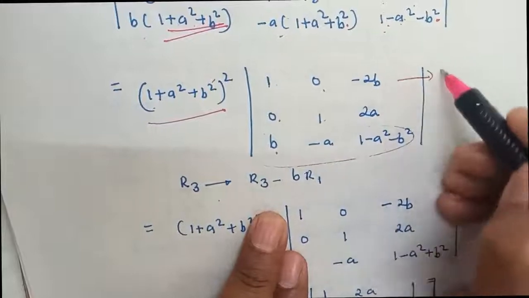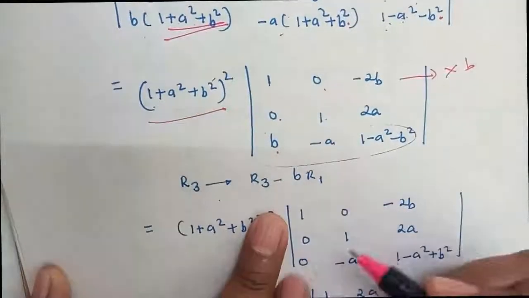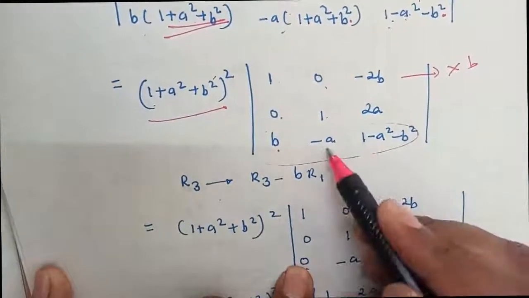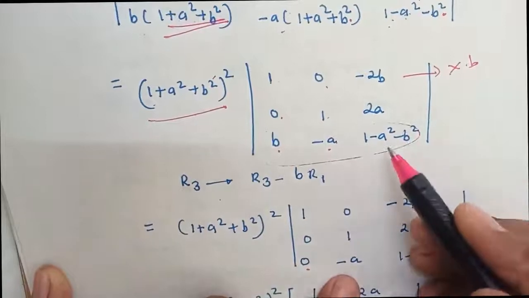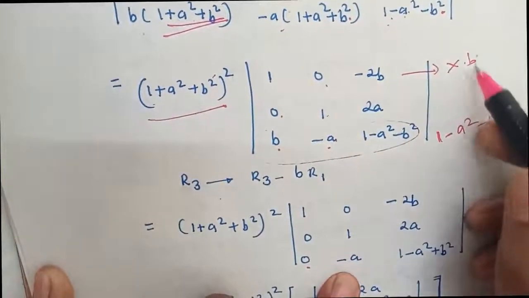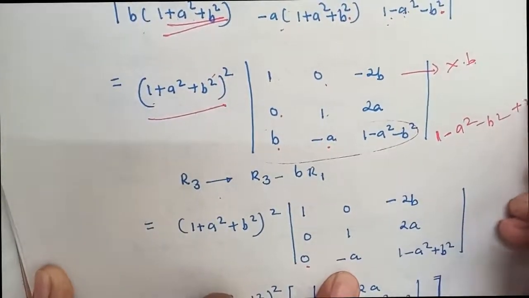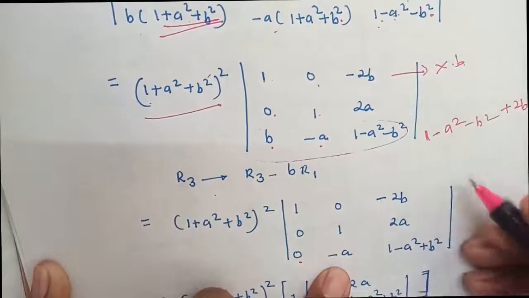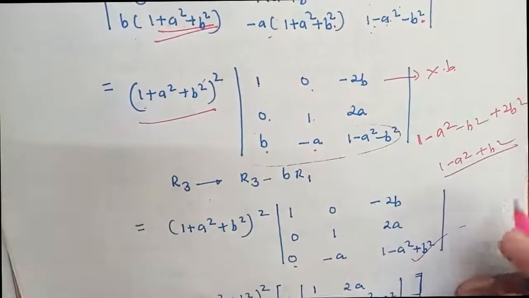So multiply this with b. b into 1 is b, minus b will be 0, so 0 will come here. Minus a, b into 0 is 0, minus a minus 0 will be minus a. 1 minus a square minus b square, multiply b with this one, so it will be plus 2b square. So ultimately I will get 1 minus a square plus b square, that is what this element is.